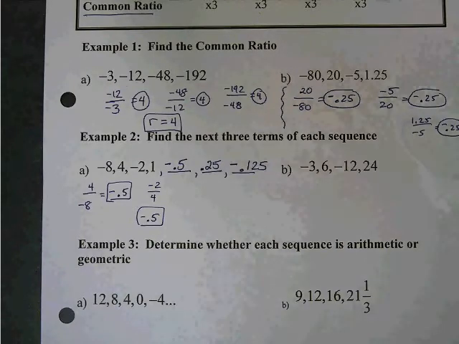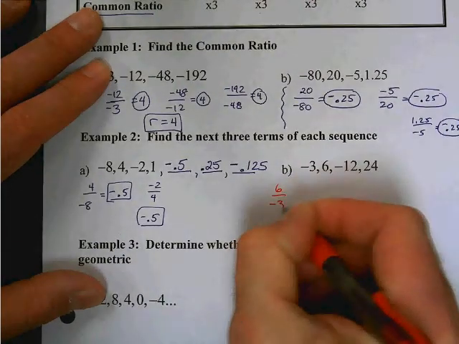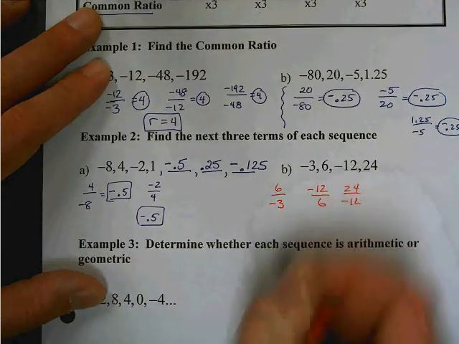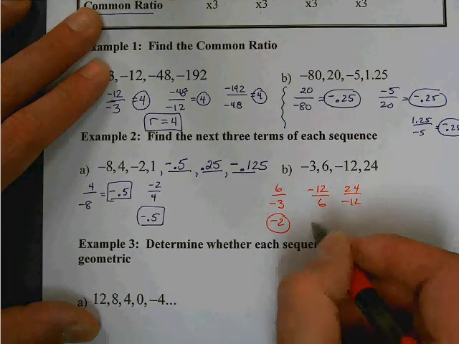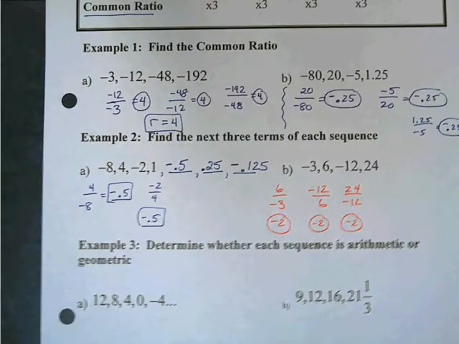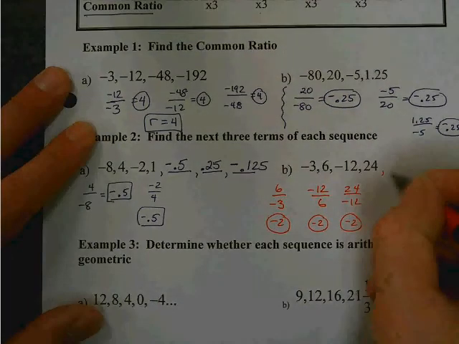All right, over here to B. Let's do our second by the first to look for our ratio. 6 divided by negative 3, negative 12 divided by 6, 24 divided by negative 12. What are those numbers? Negative 2 for the first one, the second, and the third. So by getting the same thing on each one, what kind of sequence is this? It's geometric. Okay, so you're going to multiply by negative 2.